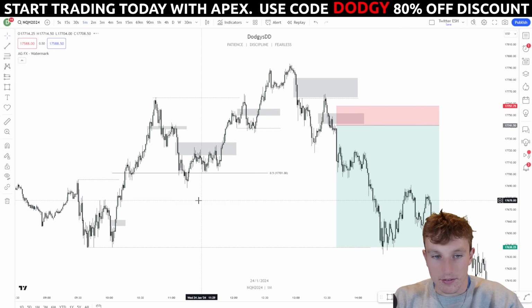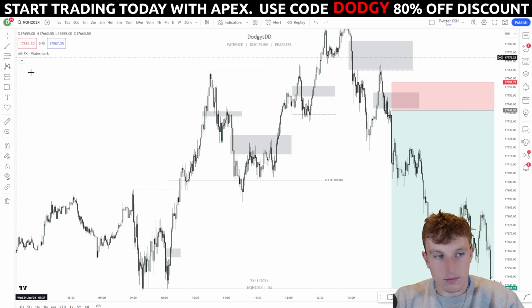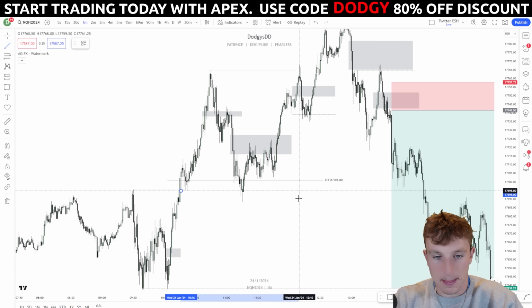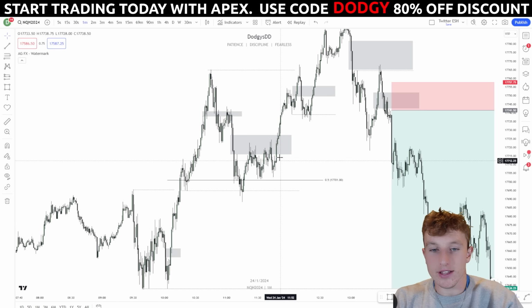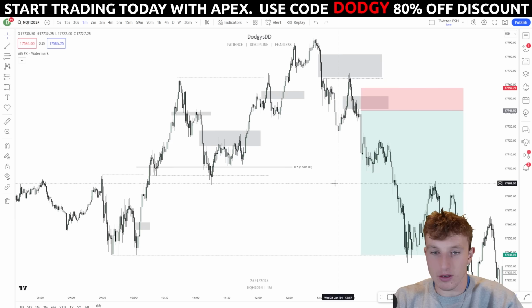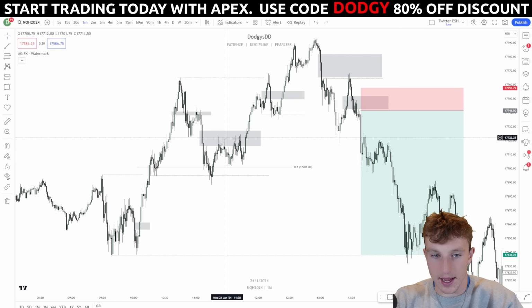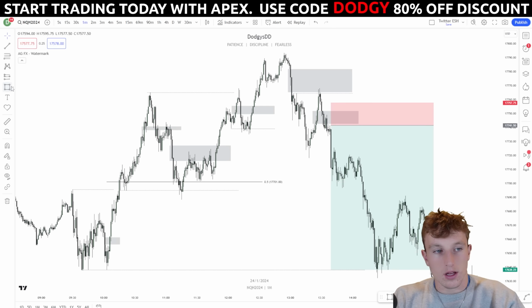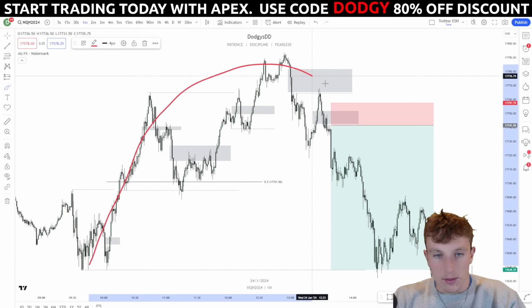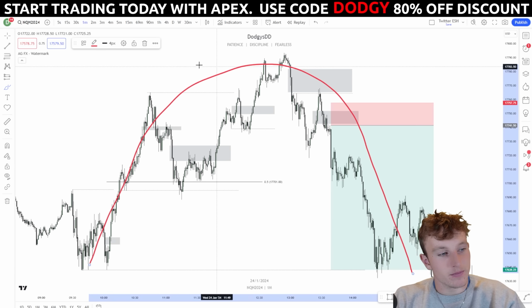What else did we have here? Equal lows. My favorite liquidity pool again. Discount and equal lows. Everything I teach you guys, from my favorite liquidity pool to my favorite fair value gaps, all work today. All in the form of a market maker sell model.